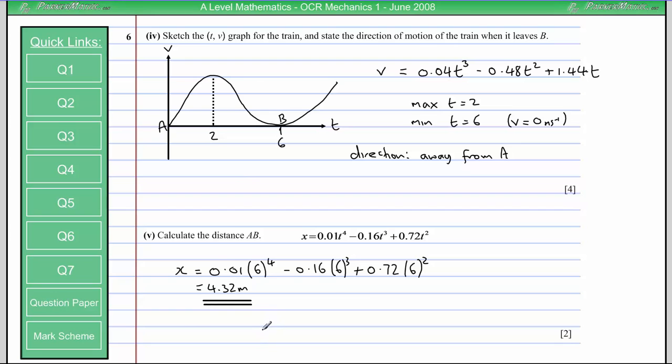Now, if you're sensible and you're checking your answer to see if it makes sense, 4.32 meters, don't forget that it's actually a model train and not a real train. So 4.32 meters between stations is actually quite reasonable.